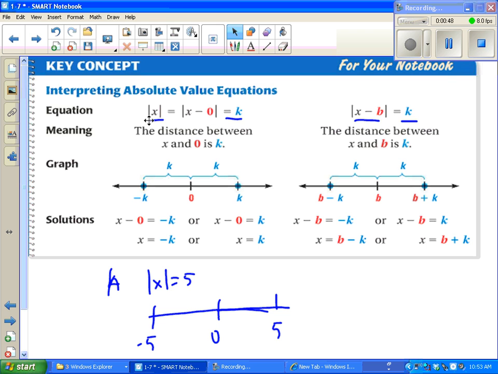X minus some number b in absolute value equals k. There's still two answers, but this time we go to whatever that b number is and then go k units in each direction. So we'll see that in the next example. And then we'll see an algebraic way to find the answers without having to draw a graph.